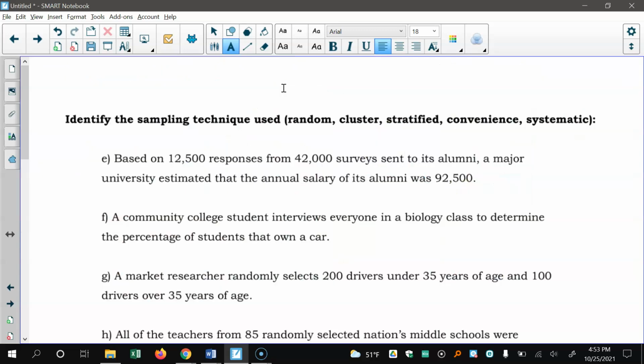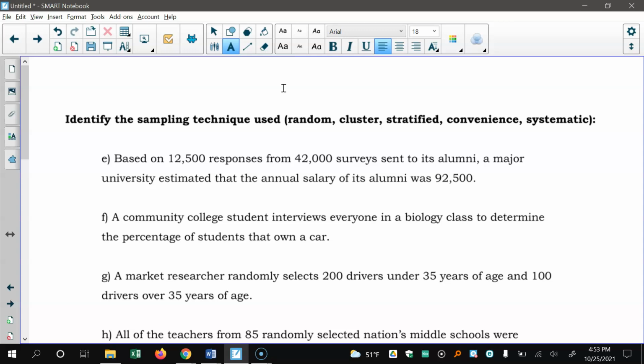So now going back to this. Based on 12,500 responses from 42,000 surveys sent to its alumni, a major university estimated that the annual salary of its alumni was 92,500. Okay, so what they did is they sent surveys to alumni and the alumni responded. So again, surveys were sent out to alumni and 12,500 responded with their annual salary.